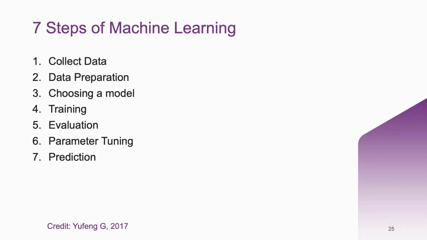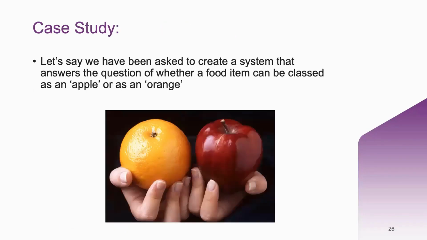And in order to understand these steps, I've come up with a case study that allows us to create our own model. So I'm going to be talking through a case study and explaining how each step applies to our case study. So let's just say that we have been asked to create a system that answers the question of whether a food item can be classed as an apple or as an orange. Now, this might be a really simple question, but this will help us to understand how we can go about choosing a model and how we can go about training our data set.